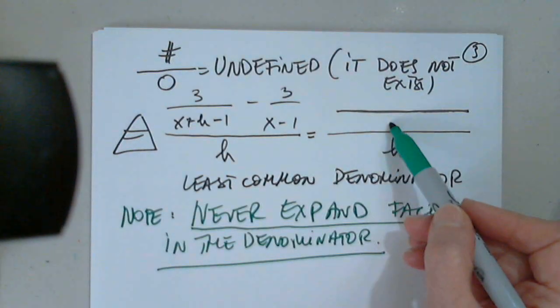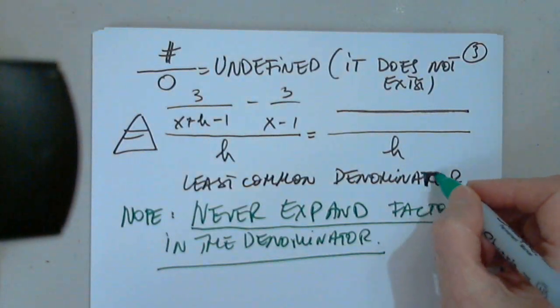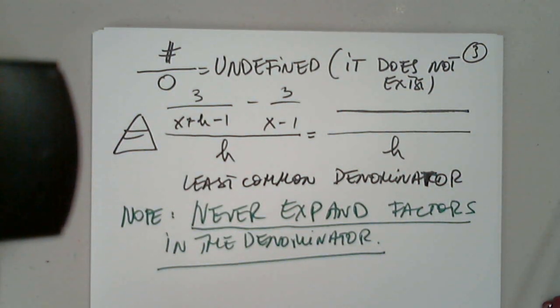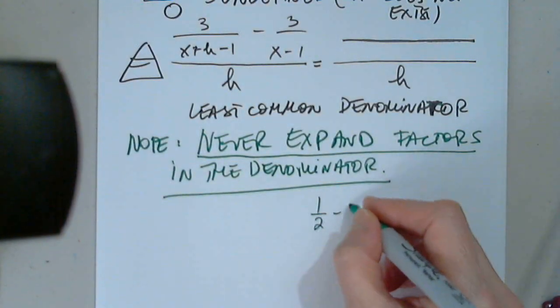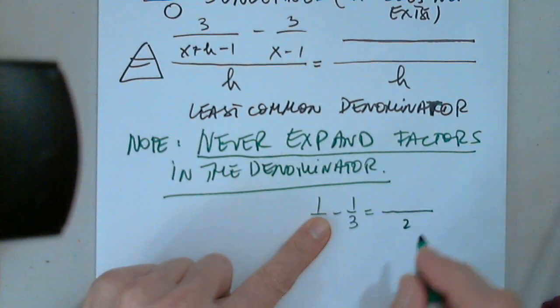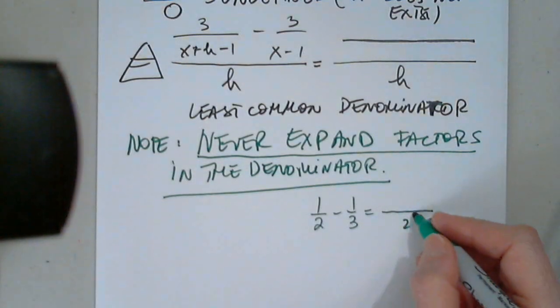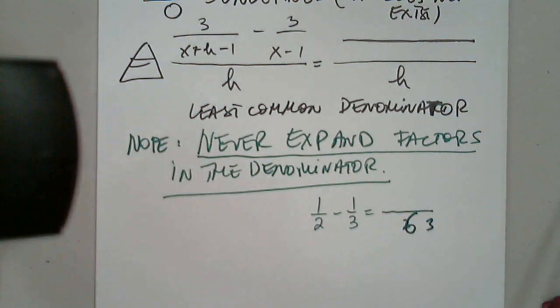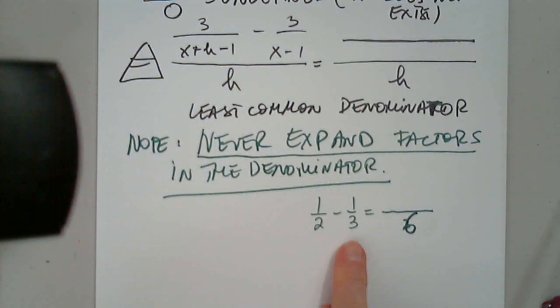So can anyone give us the least common denominator so we can write it? Is it just x minus 1? The least common denominator. Let's work on this. If I have 1 half minus 1 third, what will be the least common denominator? Is it 2? Is it just 3? It is 6 because 2 and 3 have no common factors, so it would be the product of the two because they don't have anything in common.